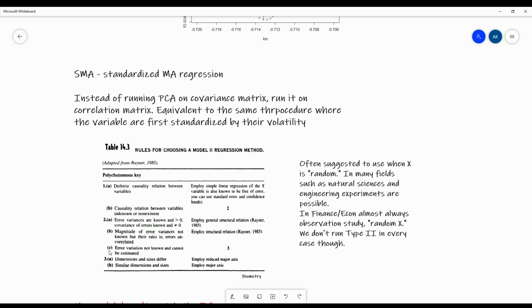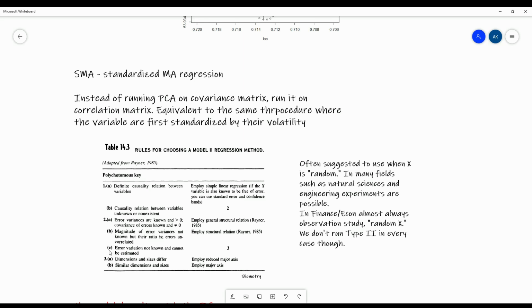So a lot of our studies and regressions in finance and economics would be on random regressors, but we barely ever use this type 2 regression, the orthogonal regression. So I wouldn't say that every time you have a random regressor you should be using orthogonal regression. I don't think that's the case.